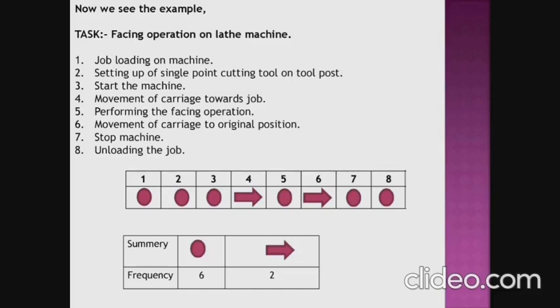Sixth, movement of the carriage to the original position. It is a transport symbol. Seventh, stop the machine. It is an operation symbol. Eighth is unloading the job. It is an operation symbol. In this chart we see how to use these symbols.